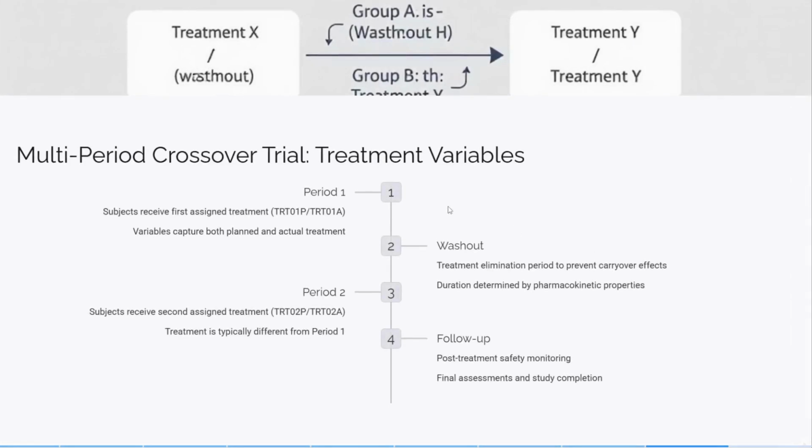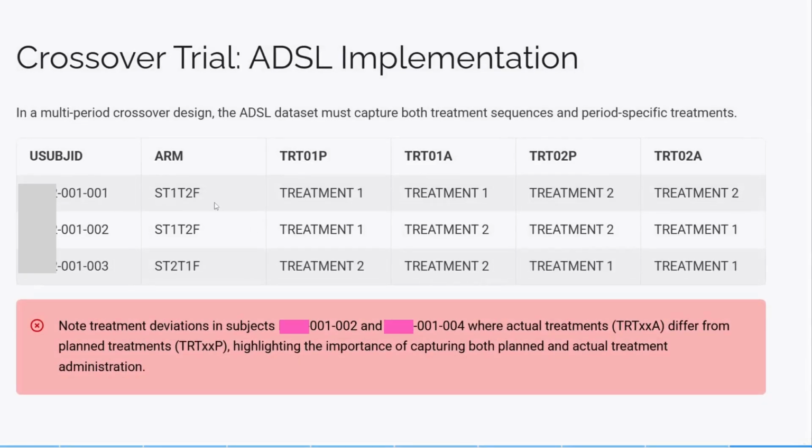Okay, if you have multiple periods, as in a crossover trial, here we'll have the washout, then come back with the treatment in period 2, then we'll have the follow-up. So there will be two periods. You see TRT01P and TRT01A, and TRT02P, TRT02A. This is how we represent treatments if we have multiple crossover studies. Here we have the subjects, the unique subject ID, the drug, and TRT01P, TRT01A, TRT02P and so on.